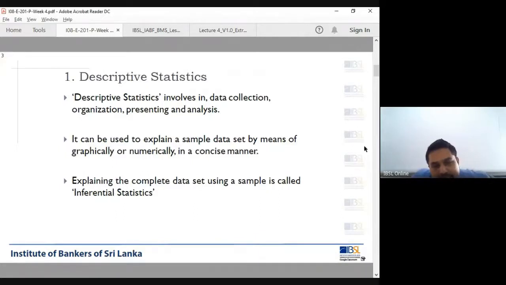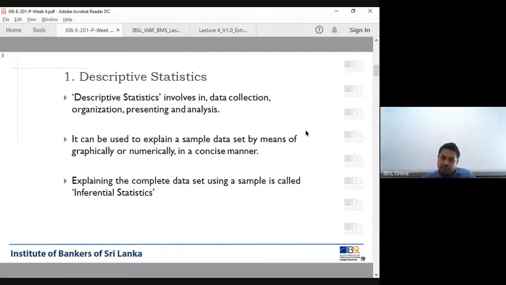let's start today's session with a very basic definition of descriptive statistics. Look at the lecture slide. Descriptive statistics involves data collection, organization, presenting, and analysis. So we have so far gathered knowledge on data collection, organizing by means of sampling, presenting by means of charting, and we are coming to the 4th point of the basic branches of statistics, that is analyzing. For you to do a detailed analysis, it's very important to cluster the data into groups and then present them by means of statistical indicators for your audience to get an understanding. It can be used to explain a sample data set graphically or numerically in a concise manner. That's what we discussed.